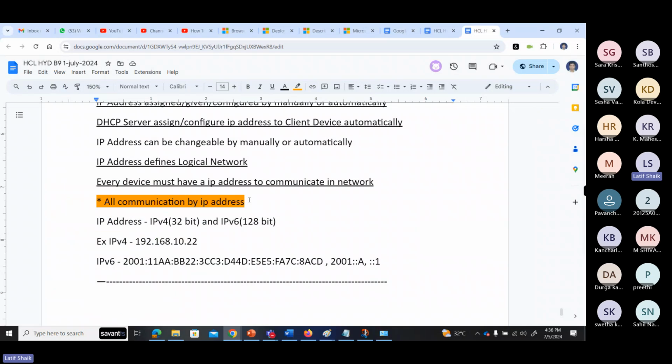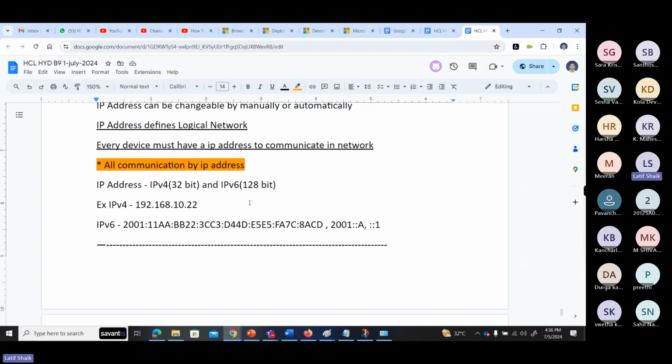Every system must have an IP address to communicate in the network. IP address defines a logical network. IP address is a logical address. IP address uniquely identifies a device in the network. What is the use of an IP address? You can identify a device, uniquely identify the device in the network. This is about your IP.